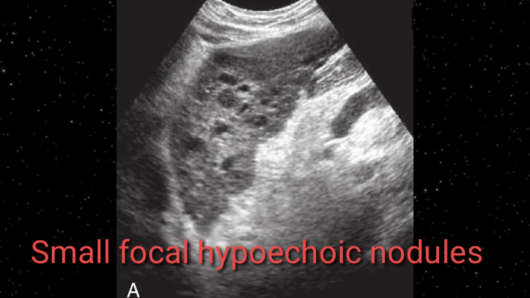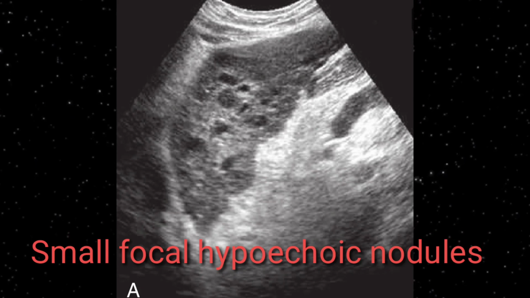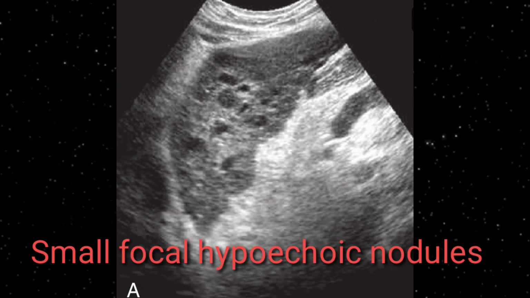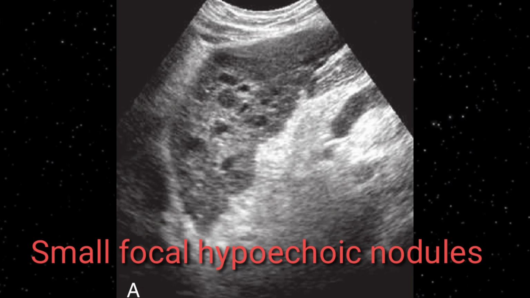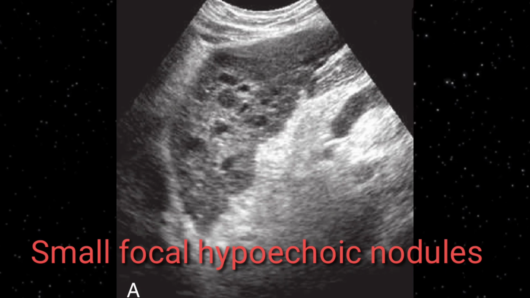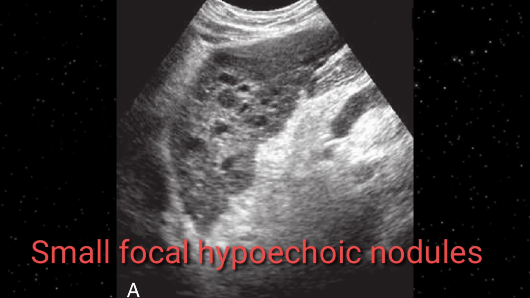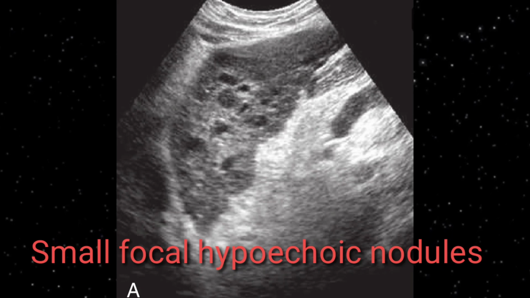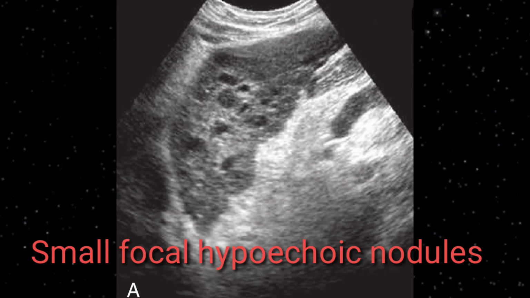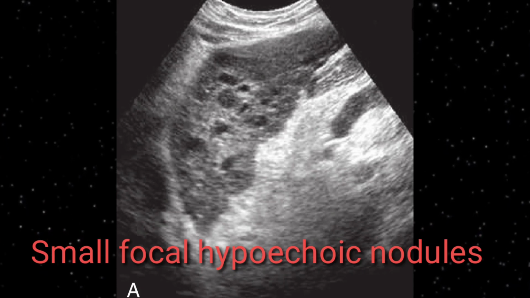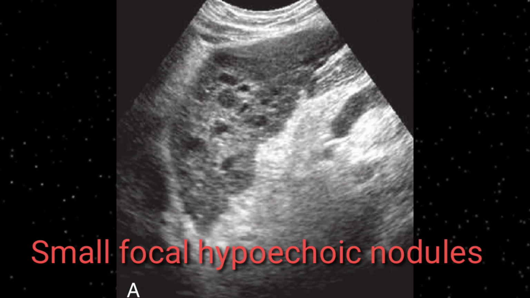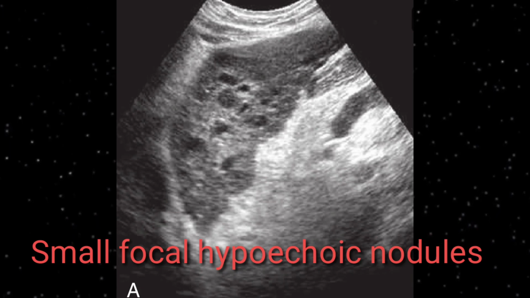This slide shows the cirrhotic liver. You can appreciate coarse parenchyma of the liver. You can also appreciate that the margins of the liver are irregular. You can notice that the liver parenchyma is interrupted by multiple well-defined small focal hypoechoic nodules. These are variable in size and also in shape. These are called hepatomas, or you can also call it hepatocellular carcinoma, or in short you can call it HCC. This presentation of HCC is very common in a well-developed cirrhotic liver.